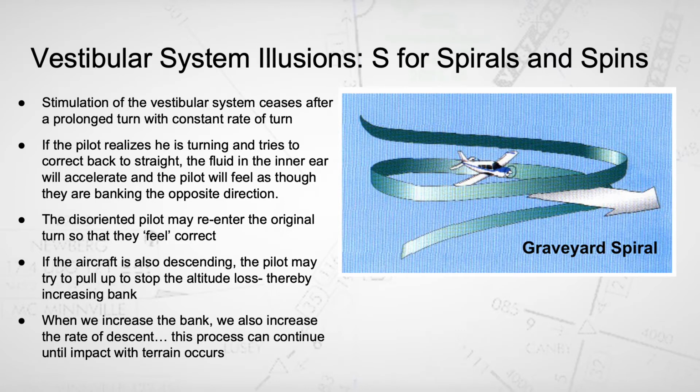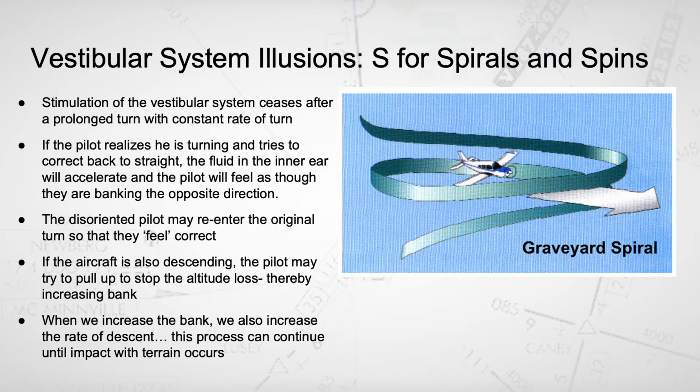The first S in SLICES stands for spirals. The graveyard spiral happens when you've been in a turn for a while and then correct back to wings level. During the turn, your ears got used to turning, so stopping the turn will feel like a turn in the opposite direction. If you're then distracted, you'll tend to roll back into the original turn thinking that you're just holding the aircraft wings level, and the nose will drop. And if you don't recognize what is happening, you may make inappropriate control inputs for the resulting turning dive.